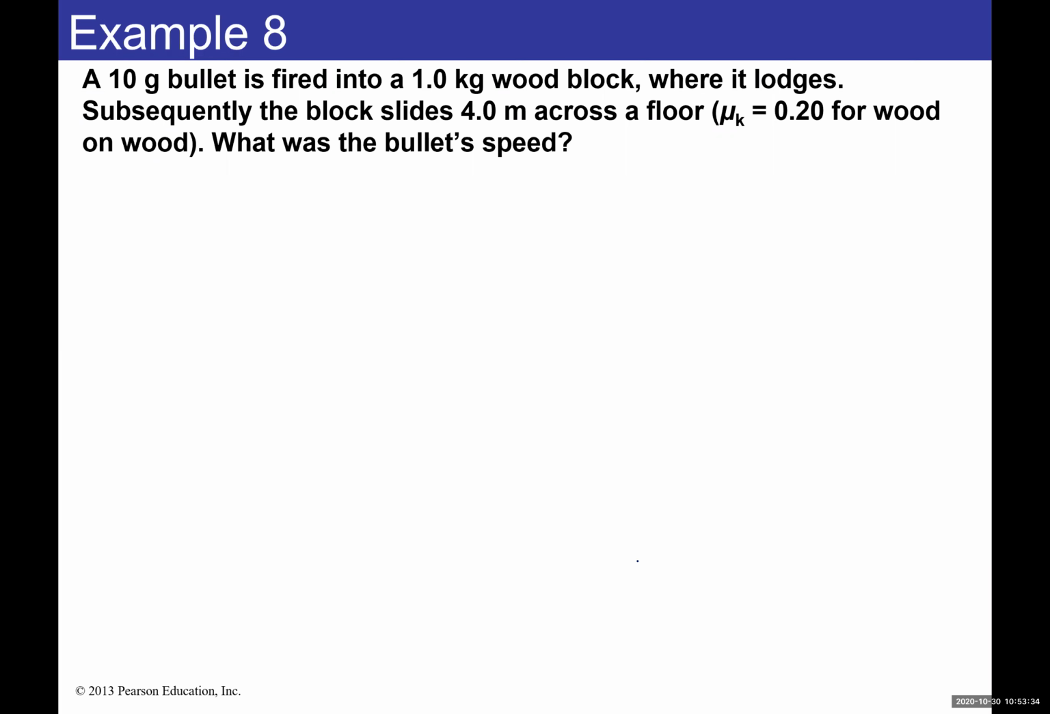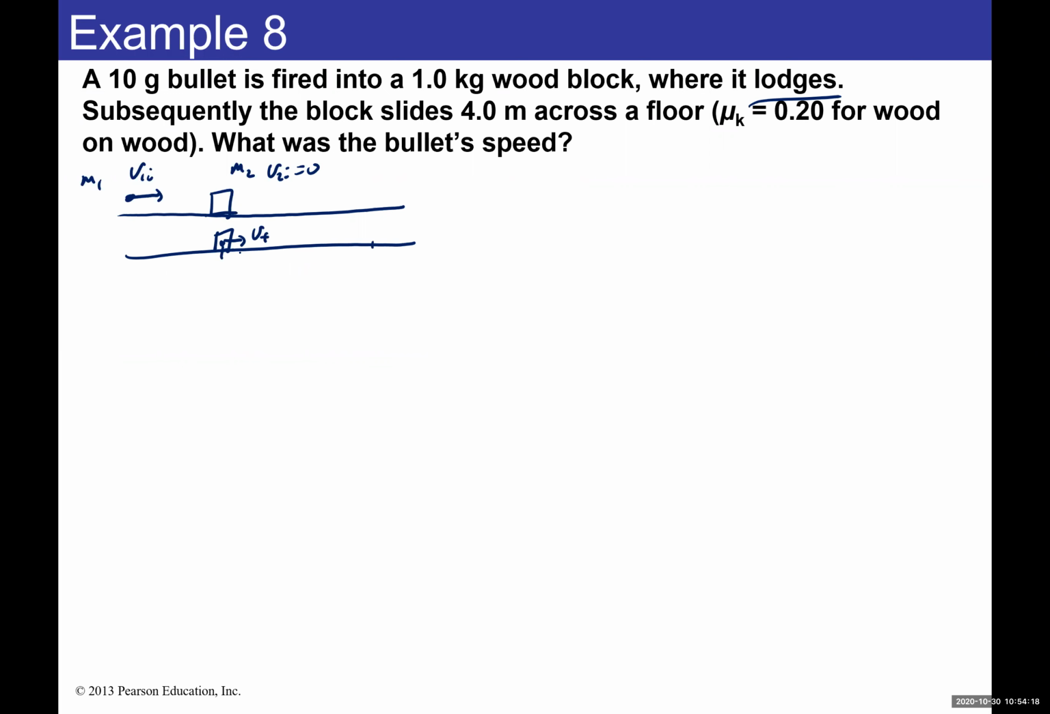All right, so let's do a rough picture. Here's a bullet, here's a block. This is my M1, this is my M2, and I have V1 initial, where V2 initial equals 0. So this is before the collision. Now after the collision, since the bullet lodges, the block and the bullet inside are going to be moving with some V final. It's a perfectly inelastic collision.